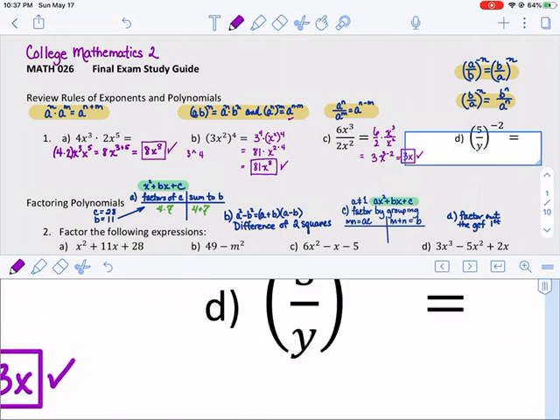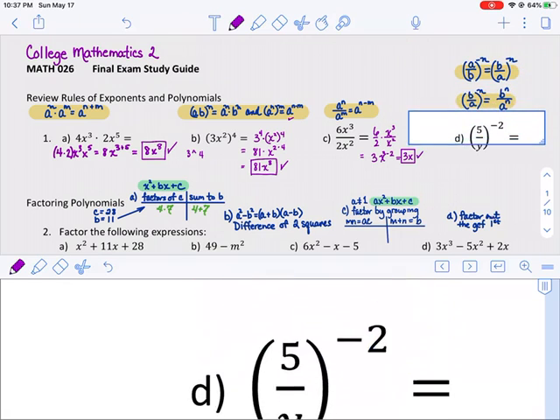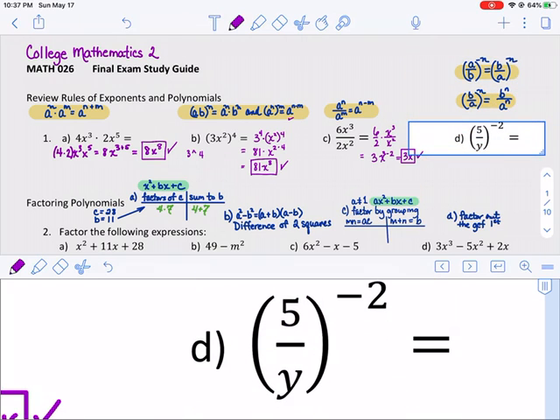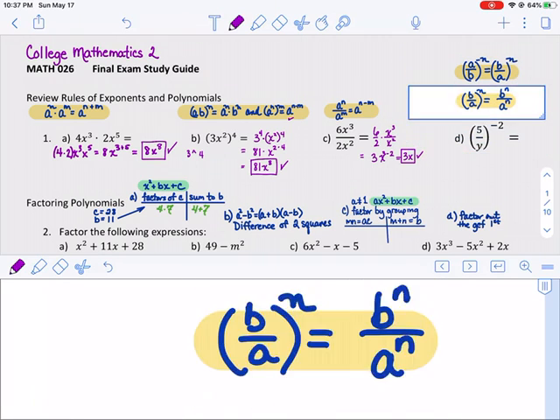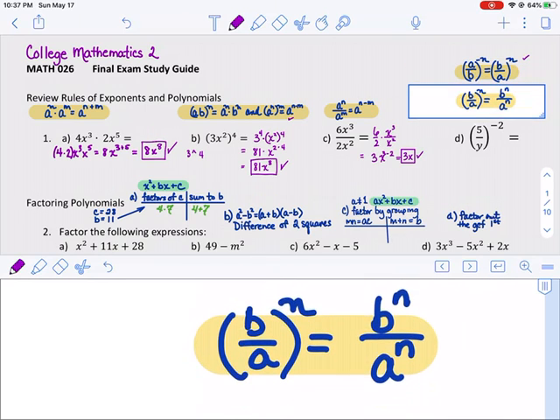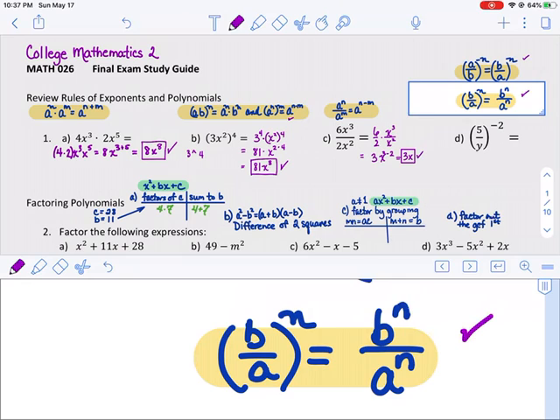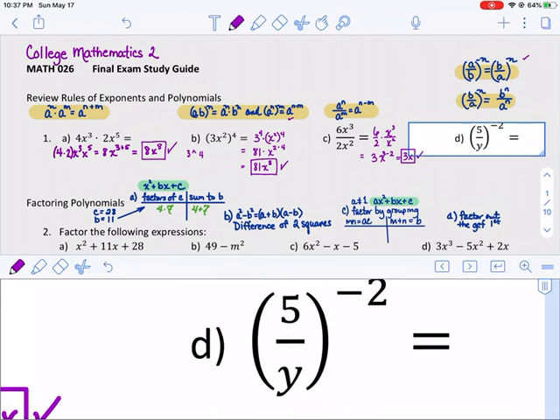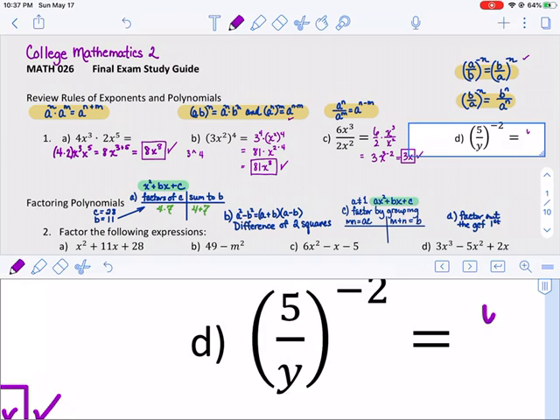And then the last problem we have is going to use two rules. We have that negative exponent on the quantity 5 over y. So I'm going to use the negative exponent rule with a quotient, and I'm going to flip the inside fraction and then make the exponent positive. So, and then after that, I'm going to apply the exponent to both the top and the bottom of the fraction. So the first move is then I'm going to have y over 5, and that would be to the second power.